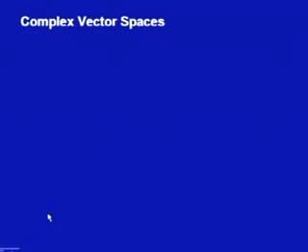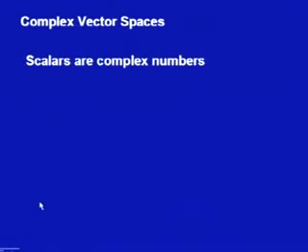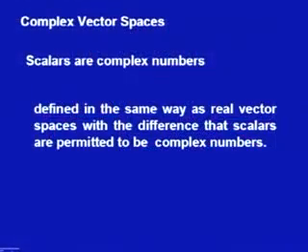Now, so far we were discussing real vector spaces. Now, we will be coming to complex vector spaces. The basic difference between the two is that in real vector spaces, the scalars are taken from the set of real numbers, but in complex vector spaces, scalars are taken from the set of complex numbers. So, we say that complex vector spaces are defined in the same way as real vector spaces, with the difference that scalars are permitted to be complex numbers. That means all the axioms need to be satisfied for this set of scalars.